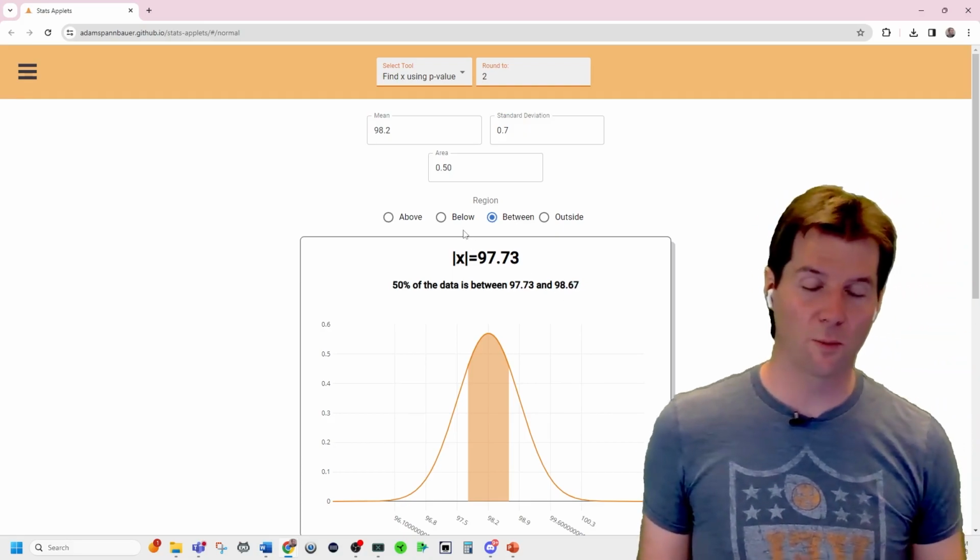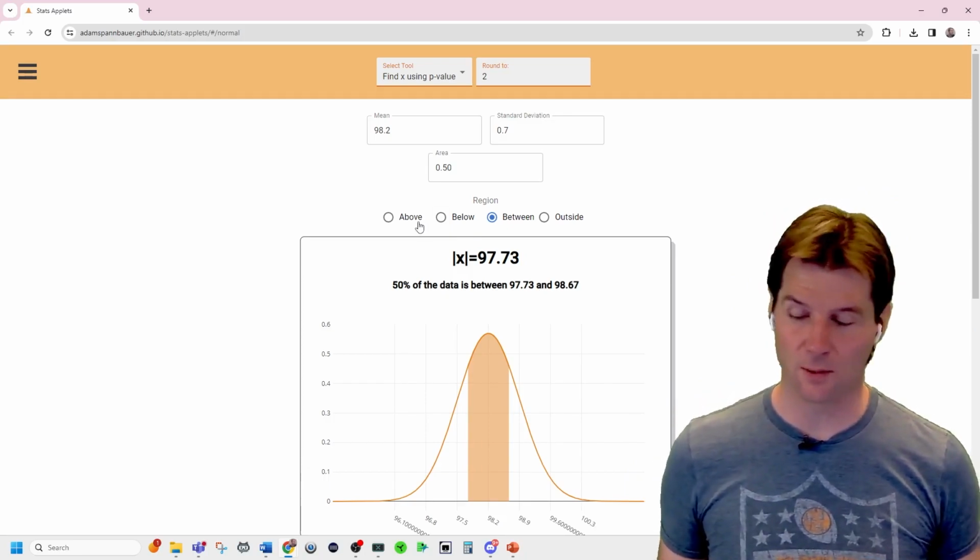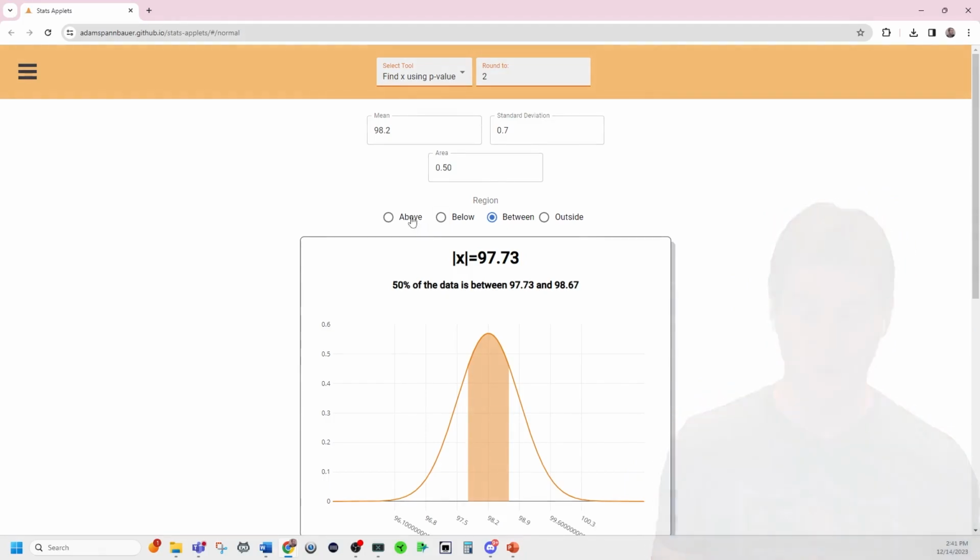Subtract these numbers and get about 0.94, and you have found the range of the middle 50%. What if someone told you their body temperature was in the top 10% of body temperatures? Well, then we would simply go to above right here and put in 10%, and the top 10% of body temperatures is 99.1. What if someone told you they're at the 80th percentile? Well, percentile means data below. So now the 80th percentile of body temperatures is 98.79.